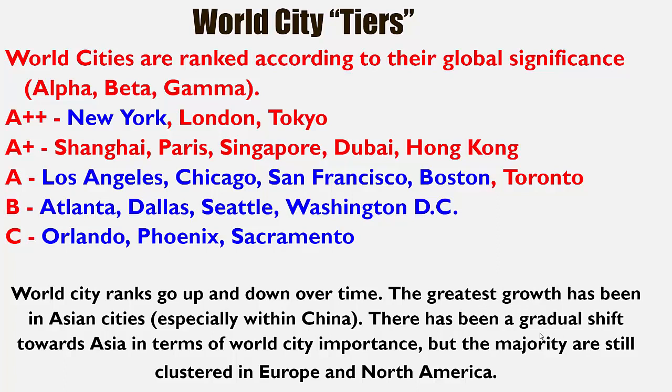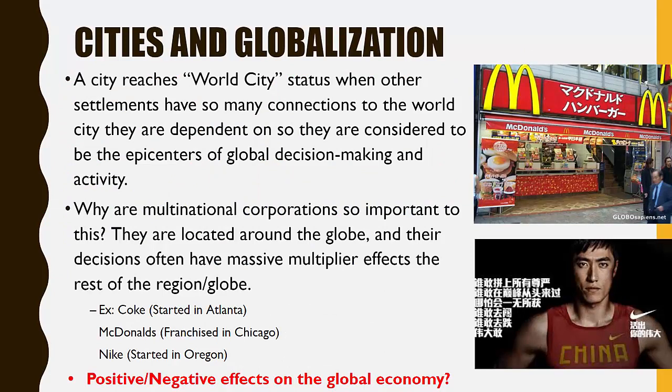The majority of world cities are still clustered in Europe and North America. Even though we have more growth in Asia, overwhelmingly, most are still located in the developed world, especially Europe and the US. Like I said, a city reaches world status when other settlements have so many connections to that world city, they're dependent on that world city. These world cities are considered to be the epicenters, like I mentioned, of global decision making.